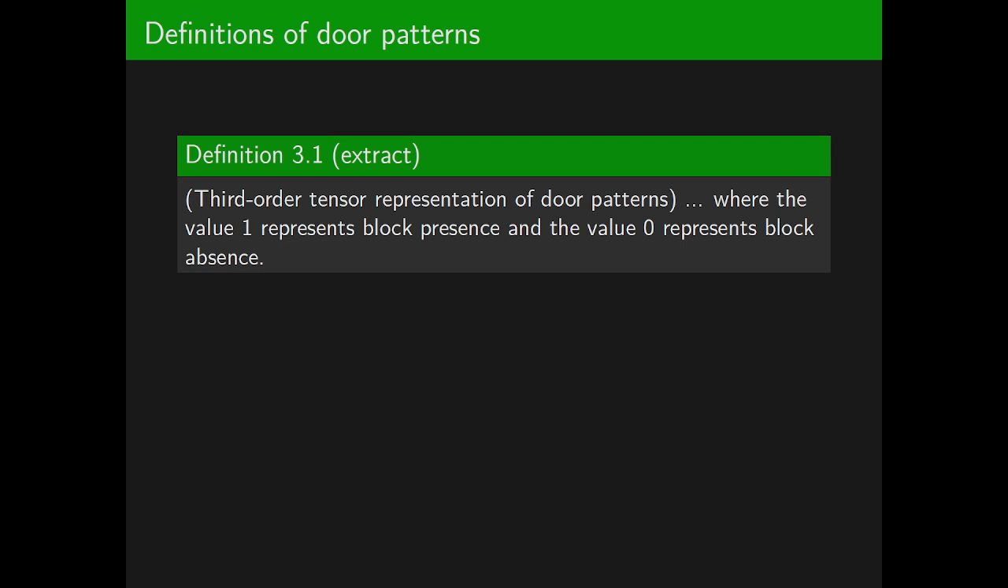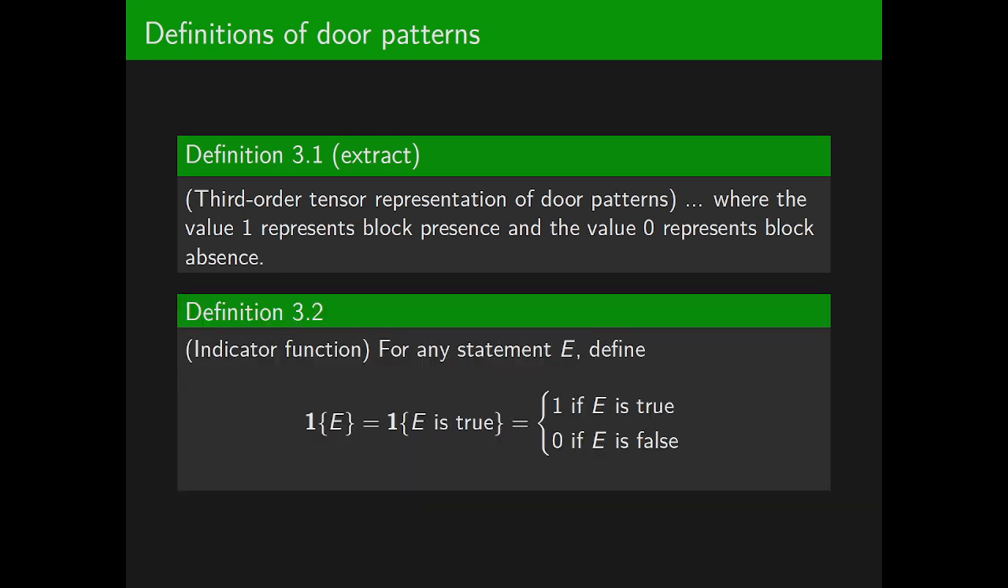And then another thing about definition 3.1 is the role that we are going to use in the representation, where the value 1 represents block presence and the value 0 represents block absence. So that's the role that we're going to talk about.